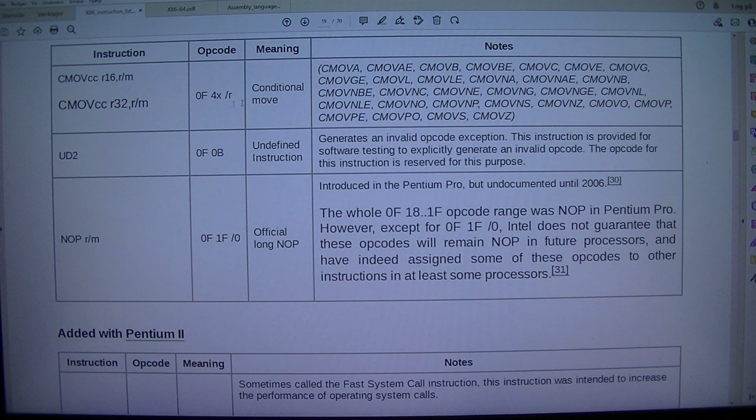UD2 0F0B: undefined instruction, generates an invalid opcode exception. This instruction is provided for software testing to explicitly generate an invalid opcode. The opcode for this instruction is reserved for this purpose.